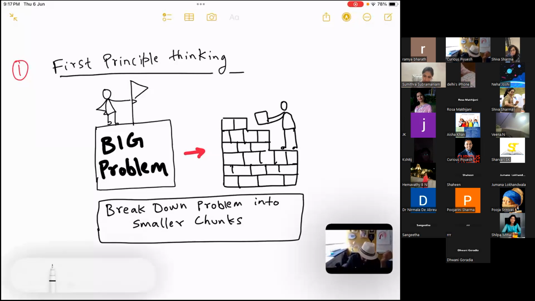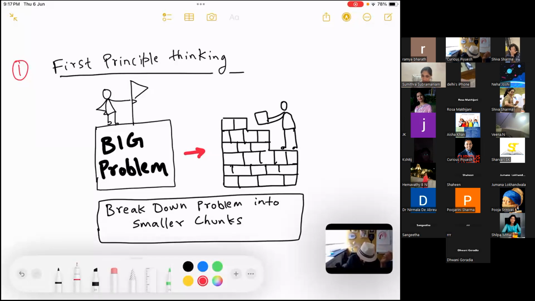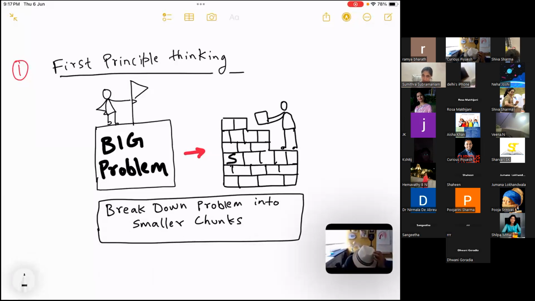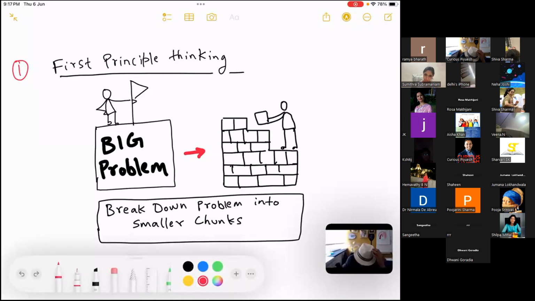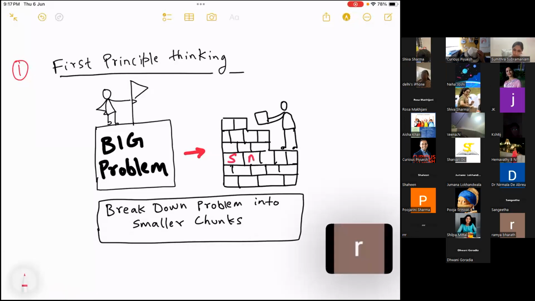And I am getting an idea. Maybe I can also write here "small." To accentuate this, I will be using red.